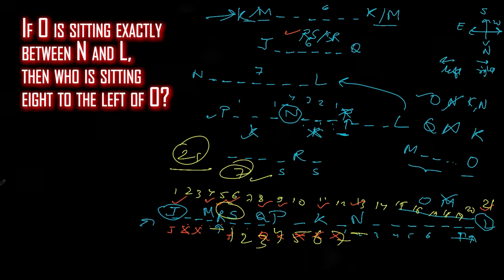If O is sitting exactly between N and L, then who is sitting 8th to the left of O? So this is exactly between N and L. We need to find who is sitting 8th to the left of O. 1, 2, 3, 4, 5, 6, 7, 8. So the answer is P.